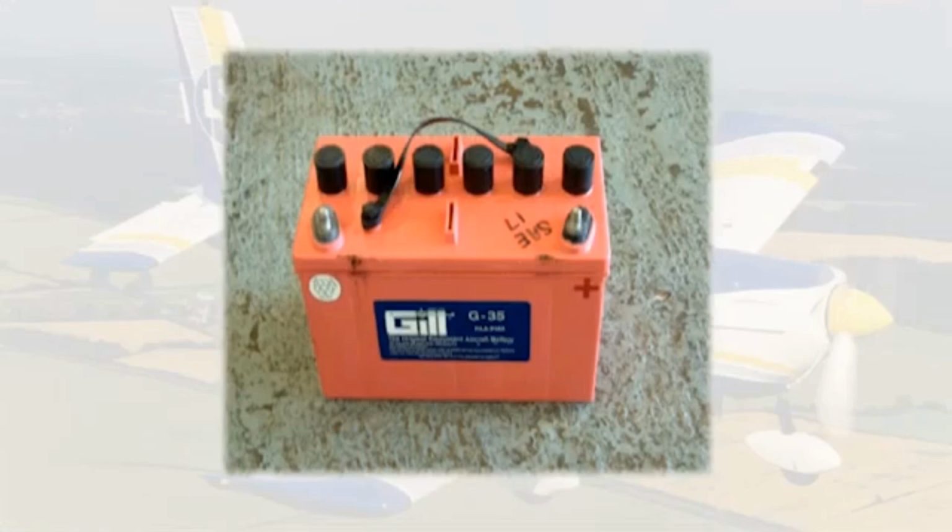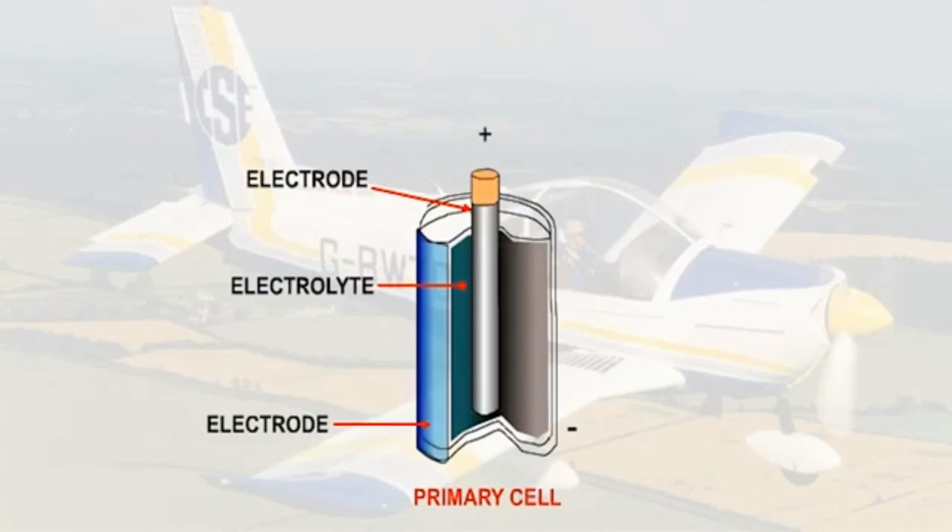A battery is made up of a number of cells which convert chemical energy into electrical energy by a transfer of electrons from one material to another. There are two types of cell, the primary and the secondary.